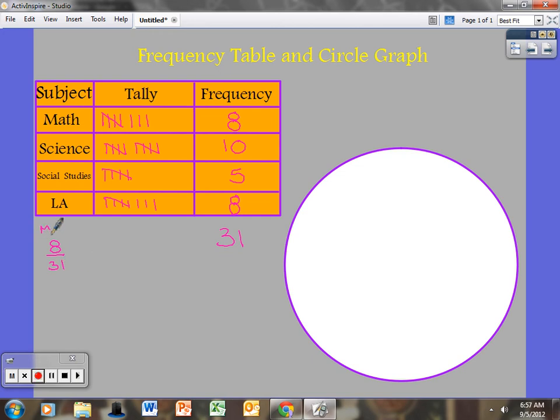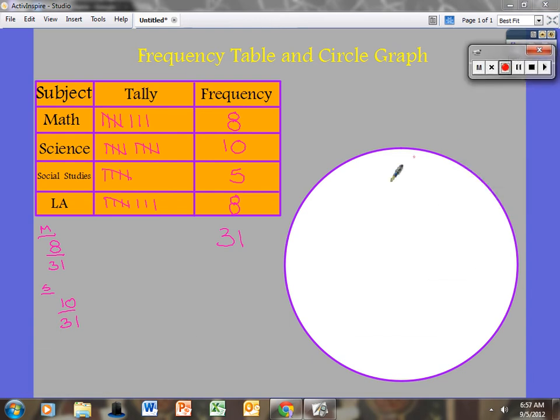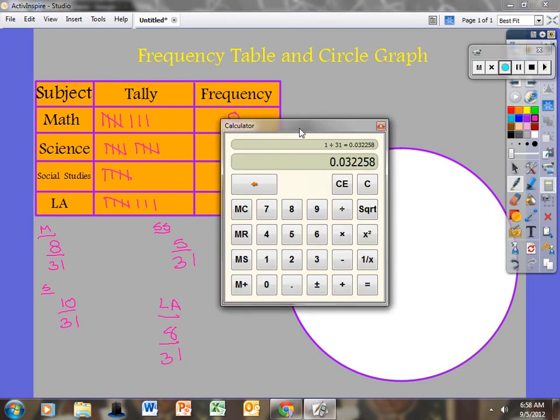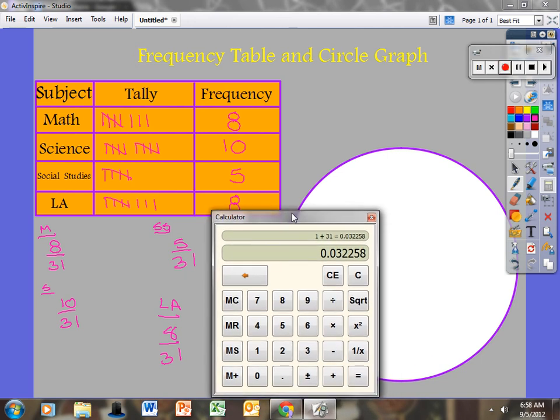Of those 31 kids, 8 out of 31 chose math, and I can make that into a fraction. If I look at science, 10 of the 31 chose science. 5 out of 31 chose social studies. And 8 out of the 31 chose language arts. Just making fractions here, boys and girls. What part of the whole? Now I need to convert those into decimals and multiply to get percent.